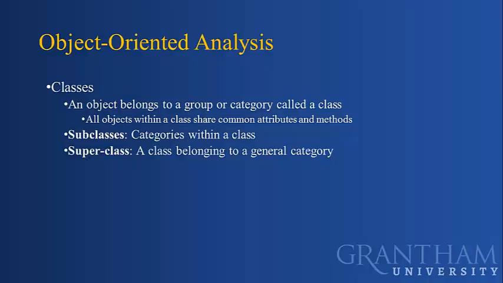Object-oriented analysis. Classes. An object belongs to a group of categories called a class. All objects within a class share common attributes and methods. Subclasses are categories within a class. A superclass is a class belonging to a general category. For additional definitions and concepts about object-oriented analysis, carefully read the content and figures on pages 181 through 184.